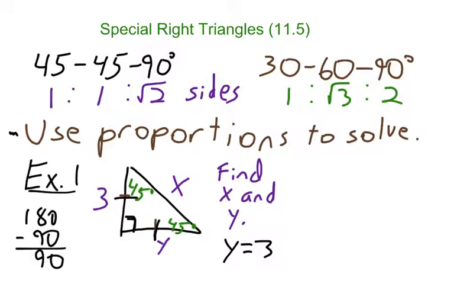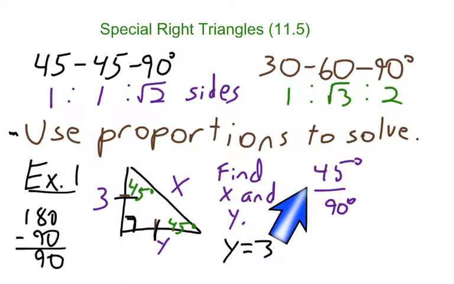And to find x, yes, we could use the Pythagorean theorem, but let's use our proportions, or special right triangles. I know the 45-degree angle right here goes with this side, 3. So I'm looking at the sides that are opposite of my angles. I'm going to write 45 down, because I know that one. And I need to find x, which is opposite my 90-degree angle. Remember, these are degrees. So in other words, I know the 45, and I need to know the 90.